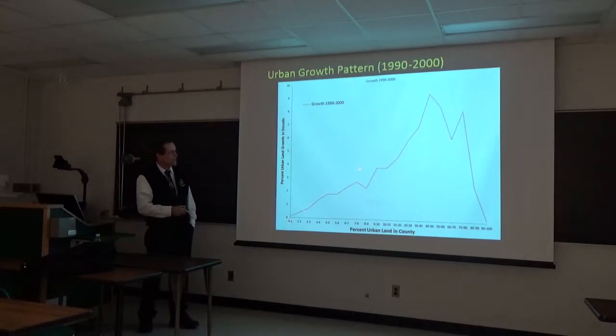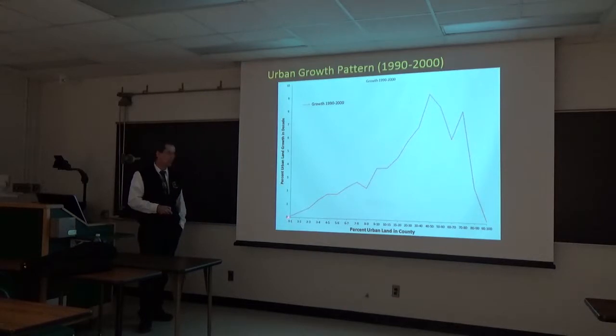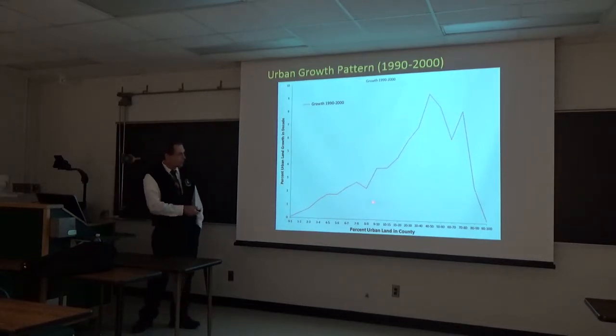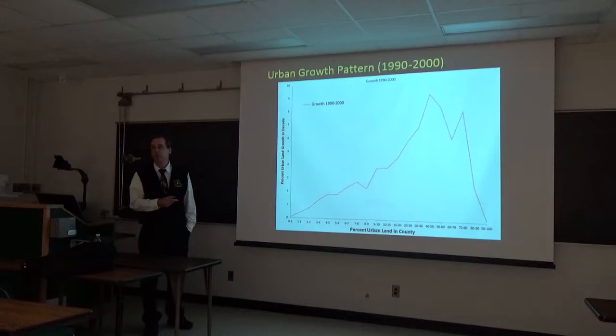What's telling on this graph is the slope. So if your county in 1990 had less than 1% urban land, it didn't grow much in urban land. If you move over to about 10% urban land in your county in 1990, it grew by about 4% new land converted from rural to urban. And as you move up to around 40 to 50%, you almost had a 9% growth rate.